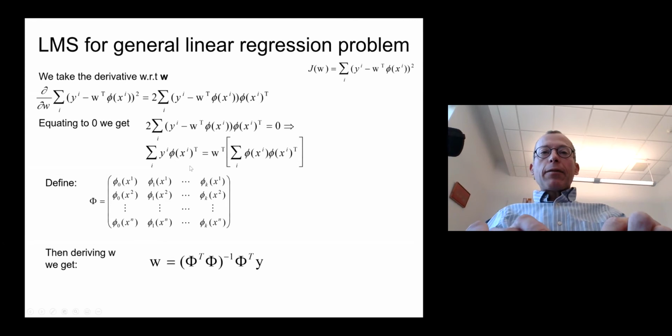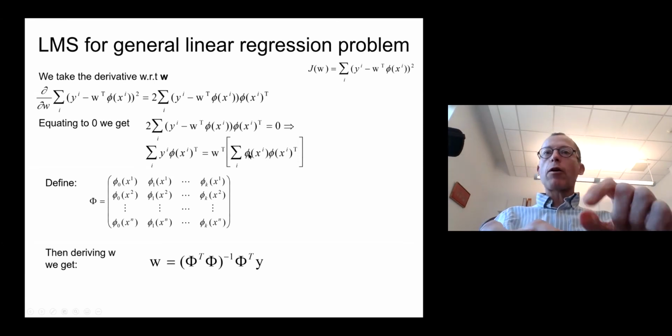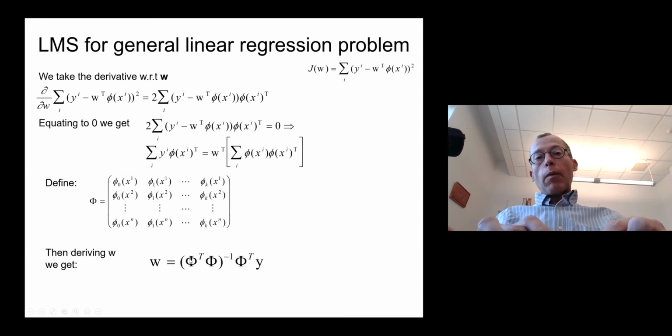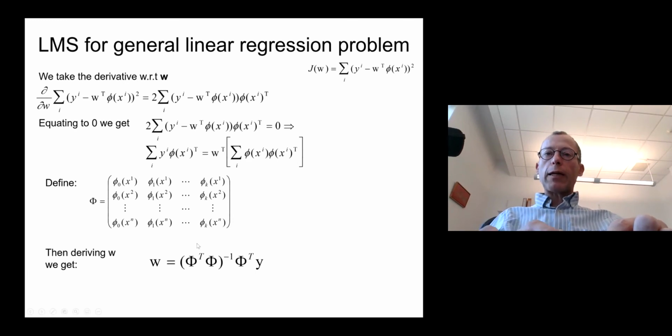You can actually write this summation, not the value itself, but the summation over all of the individual products, as Phi transpose times Phi. Each one here multiplies by this, and summing over all of the individual components, this sum here is Phi transpose times Phi. And this thing here is multiplying that by Phi transpose.